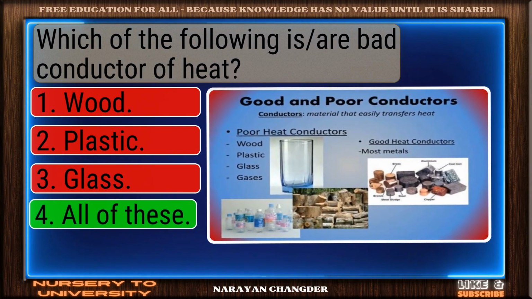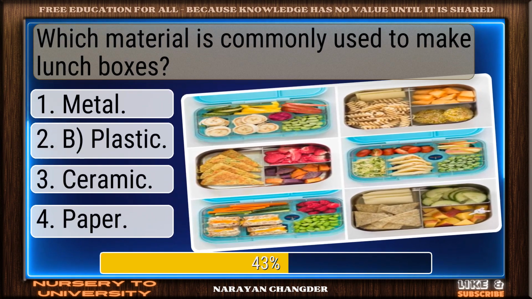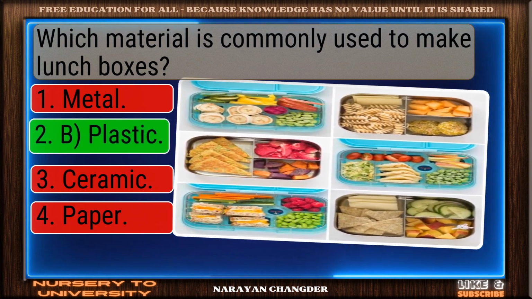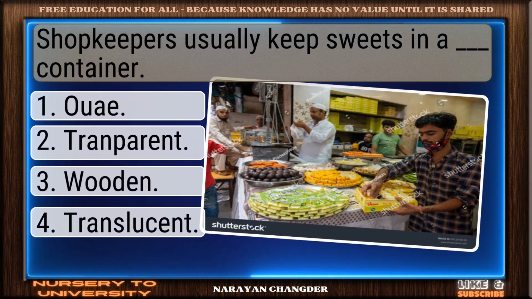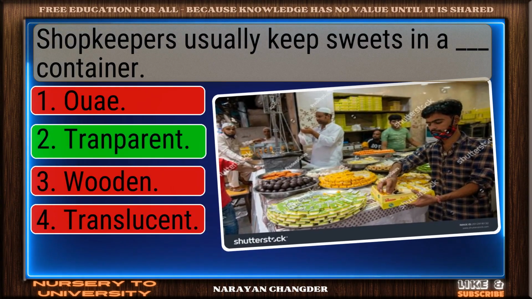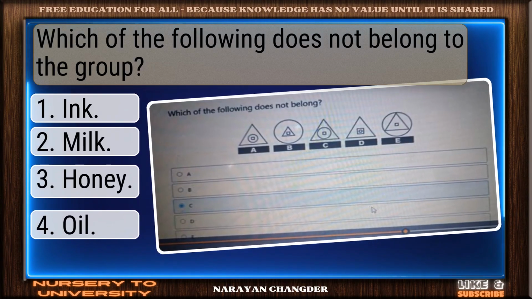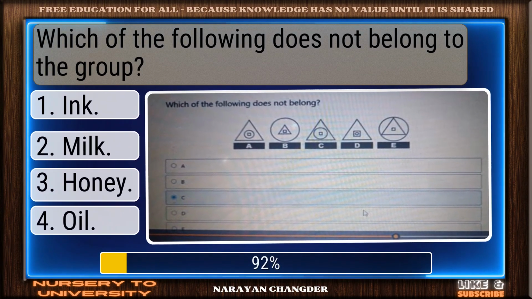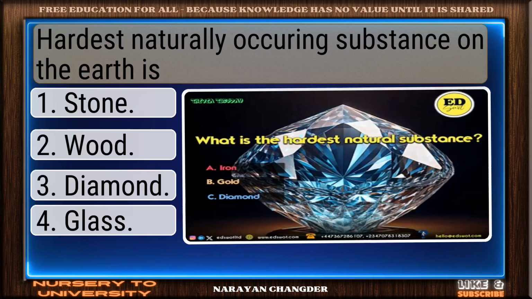100% true. Which material is commonly used to make lunch boxes? Good job. Your answer B, plastic, works well here. Shopkeepers usually keep sweets in a dash container. Right again. Transparent is a valid answer. Which of the following does not belong to the group? Nice work. You chose oil, and it is correct.